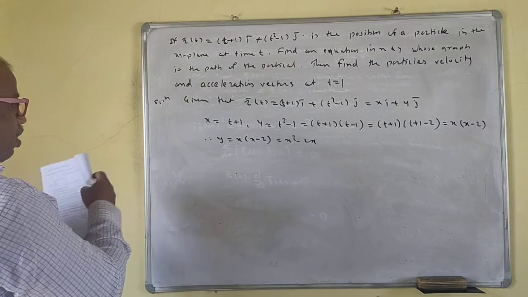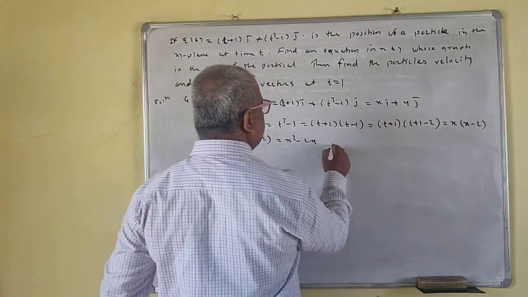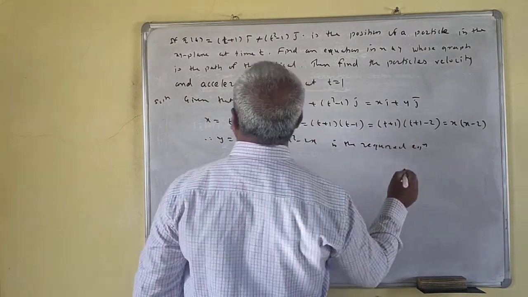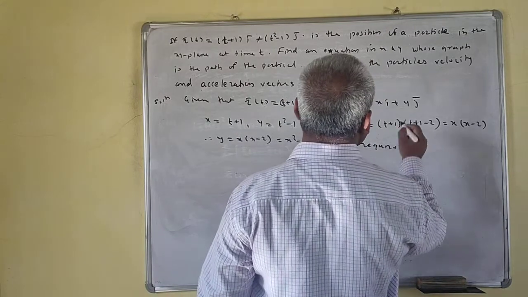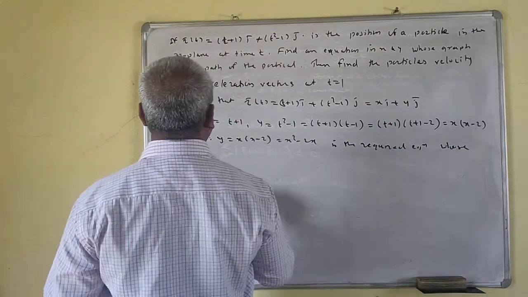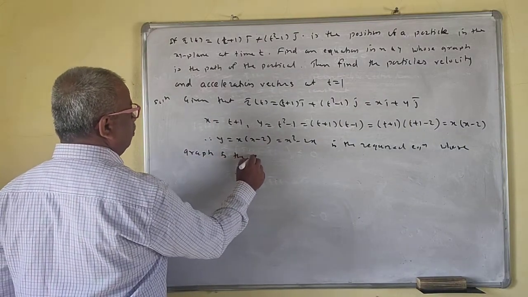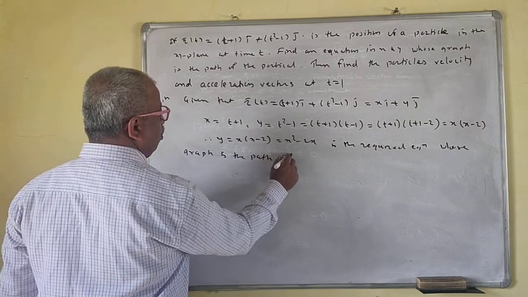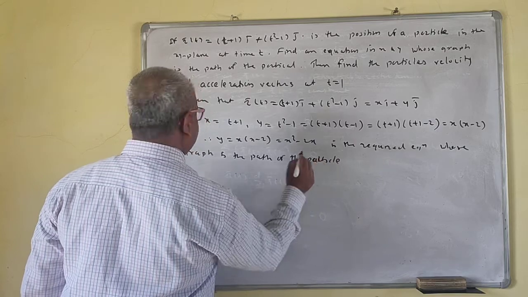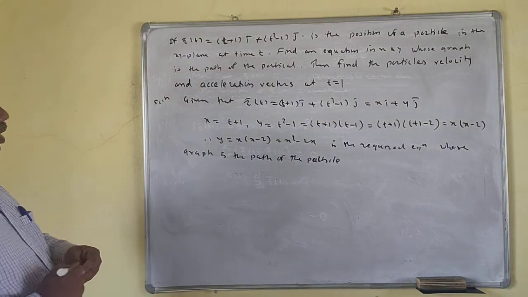So we got the relation, y equals x square minus 2x, as the required equation whose graph is the path of the particle. Now we have to find the velocity and acceleration.